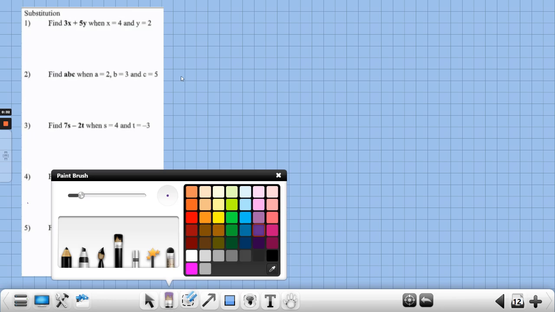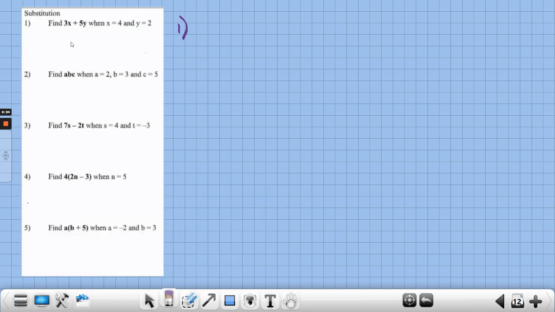Right, let's get started. So question 1. We've got 3x plus 5y, which of course means 3 multiplied by x added to 5 multiplied by y. I'm going to substitute in these values. So instead of 3 times x, I'm going to say 3 times 4. And I'm using brackets to show that multiplication.